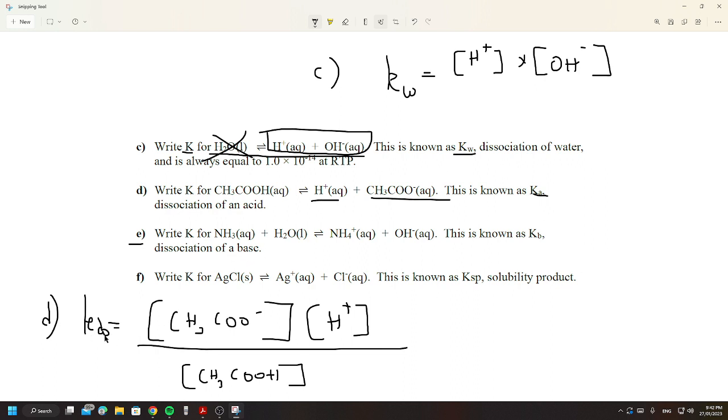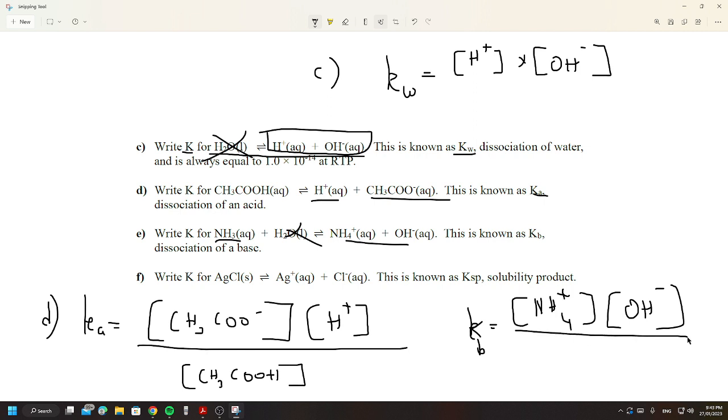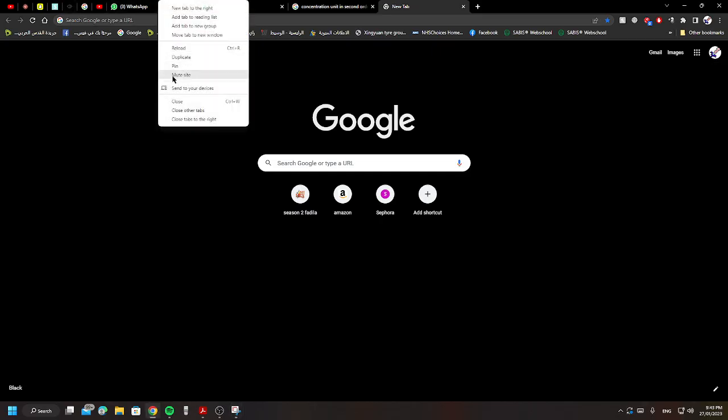Part E, same thing, literally just for a base. So here it's going to be Kb instead of Ka. So let's see. Liquid, don't consider it. Products over reactants. So Kb is equal to the concentration of NH4 plus times the concentration of OH minus over the concentration of NH3. Let me just mute this so you don't always hear it.